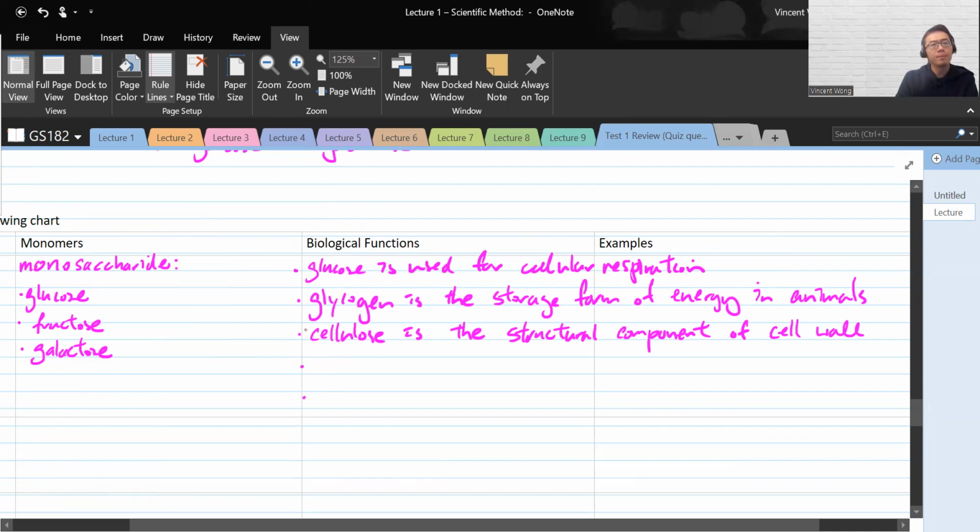Anyone? Two more. What's the storage form of energy in plants called? It's not glycogen. What is it? Starch. Yeah. Starch is the storage form of energy in plants. And then there's also something.